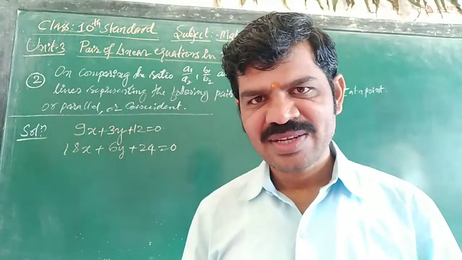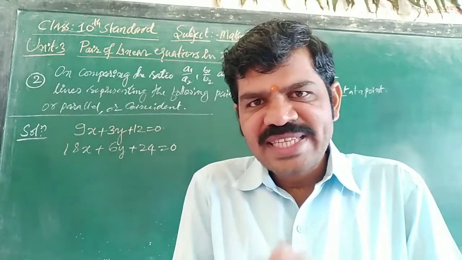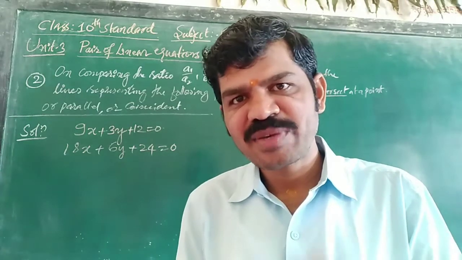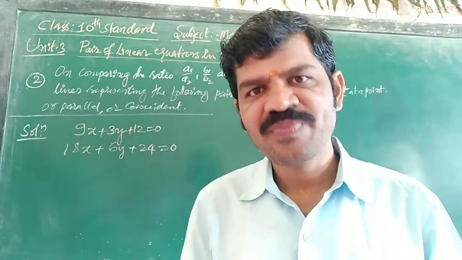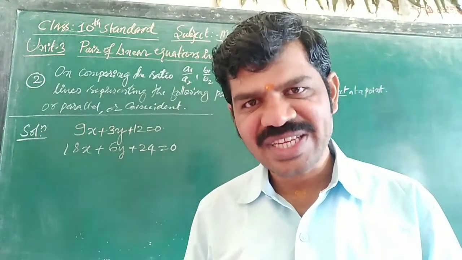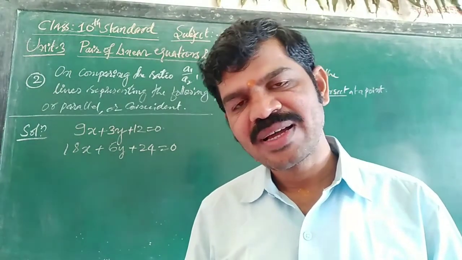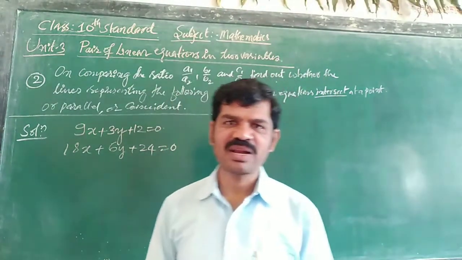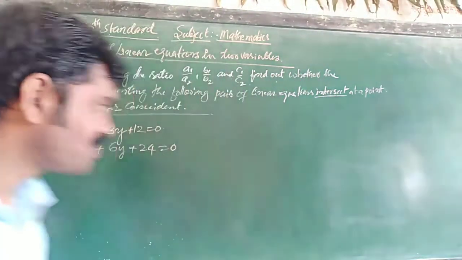We know that we have to extract the coefficients of x, that is a1, a2, the coefficients of y, that is b1, b2, and the constants c1, c2. The values of these will be extracted, and by comparing their ratios we will find out whether the given equation is intersecting, parallel or coincident. Let us see that.